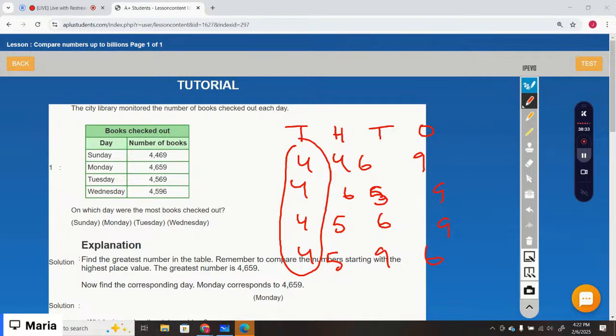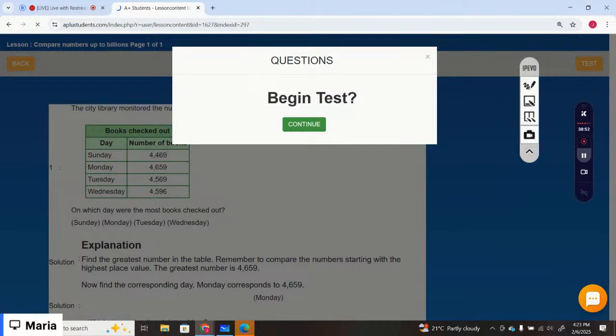Now compare the hundreds digit, right? In the hundreds place you have 4, 6, 5, 5. So 6 is the greatest number among all. So the greatest number is 4659. So that is Monday. Let's just start with the test questions.